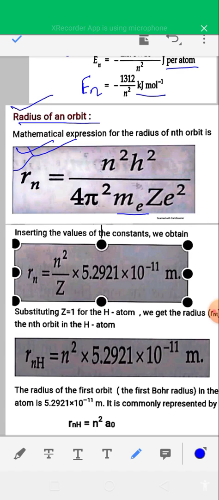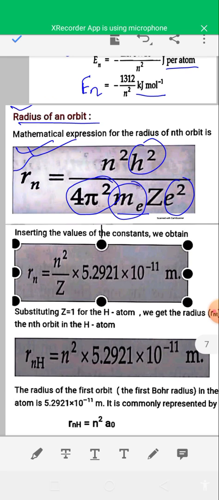And after putting the values of the constants, that is, the value of the Planck constant, the value of 4π², the mass of the electron and the charge of the electron, where the charge of the electron is 1.6 × 10⁻¹⁹ coulomb and the mass of the electron is 9.1 × 10⁻³¹ kg.